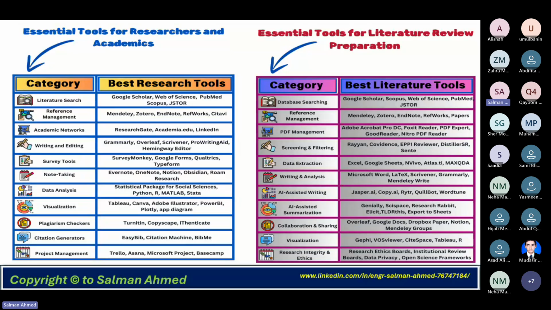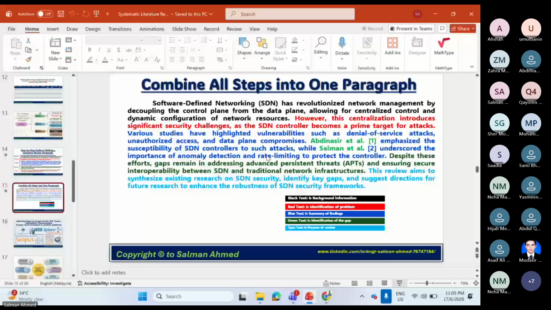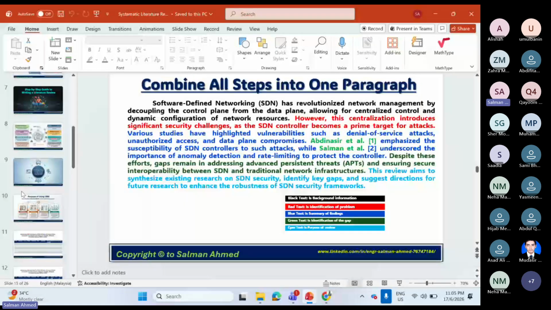Then for citation generation, these are very deep tools that for new researchers are not really important. So you can just cite using Google Scholar. So this was all for today.